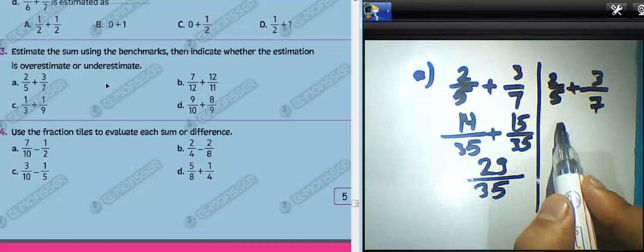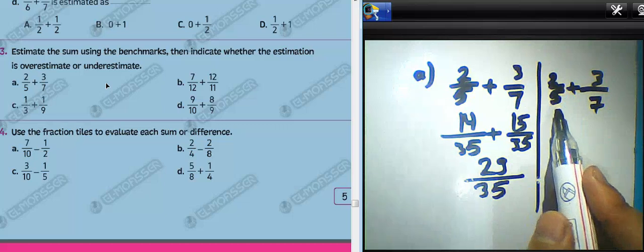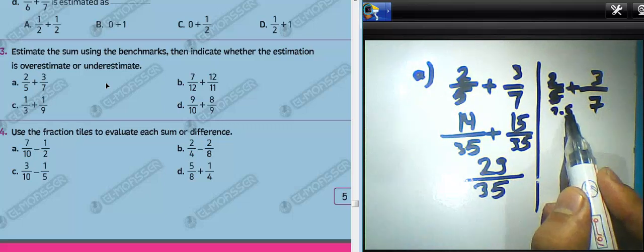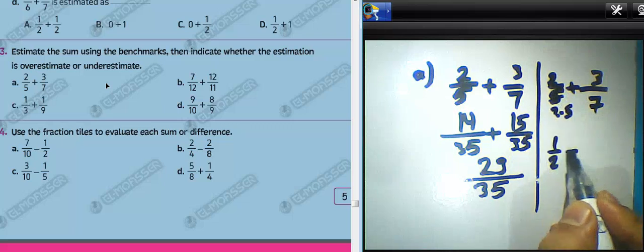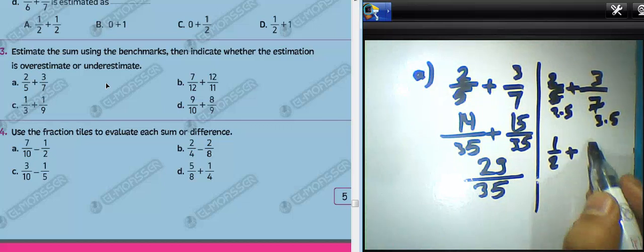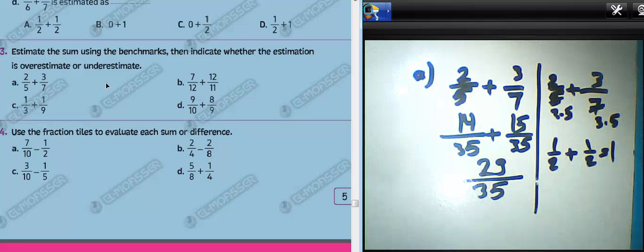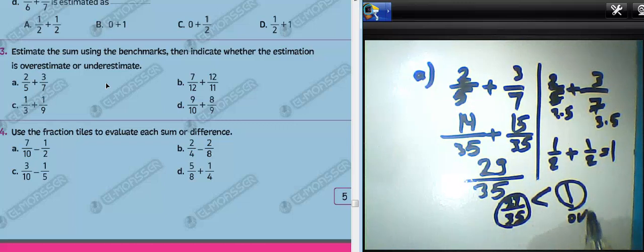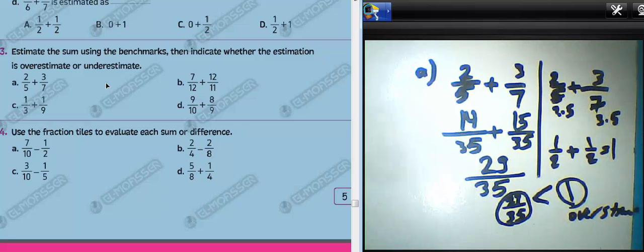And here, what is the estimation of 2/5? Ask yourself, 2 is nearest to half of 5. Yes, because half of 5 equals 2.5. So 2/5 is nearest to a half. And here 3/7, 3 is nearest to half of 7, because half of 7 is 3.5. So it will be a half. Half plus half equals 1. Okay, my students, what about 1? 1 is greater than 29/35, so it will be an overestimate. Because the estimation is greater than the actual number. The actual number here is 29/35, and 1 is greater than 29/35, so this result will be an overestimate.